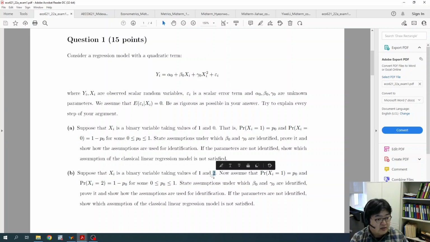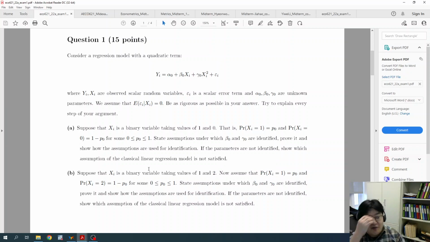And also in the second question, X is binary, but it takes two different values, 1 and 2. So pretty much the same structure, but I changed it from 0 and 1 to 1 and 2. Then intuitively thinking, if A is not identified, B should not be identified.